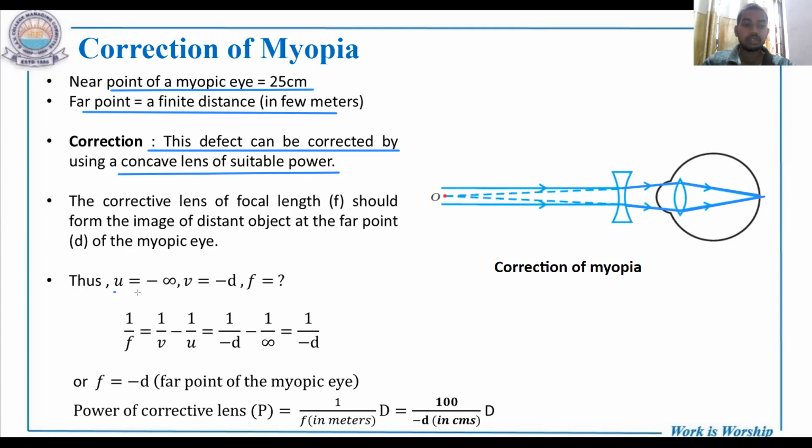And which formula will we use here? We'll use u equal to minus infinity, v is the far point, and f to find. So using the formula 1/f = 1/v − 1/u. As it is a lens, we use the lens formula here. Using these values, we get f equal to minus D, where D is the far point. Power we can find as 1/f with f in meters, or 100/D with D in centimeters. Hope this is clear, and we'll move to the hypermetropic eye.